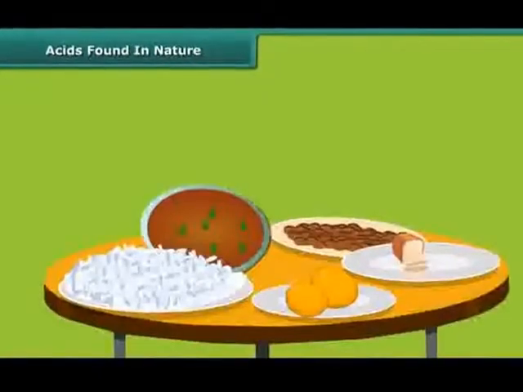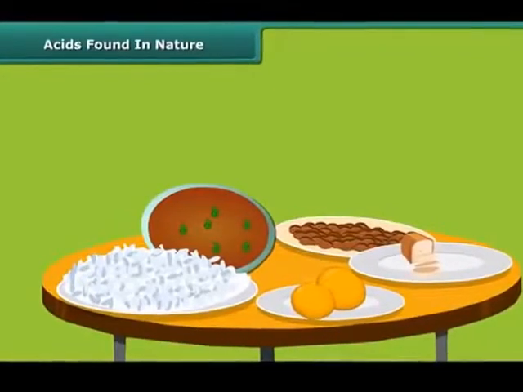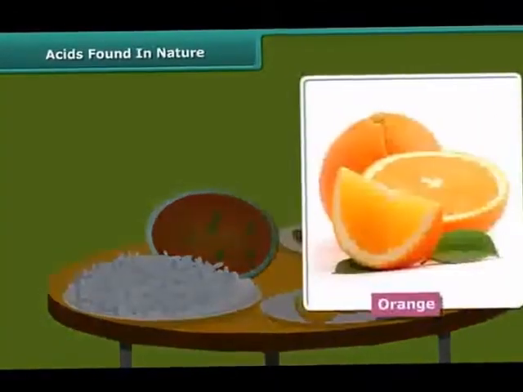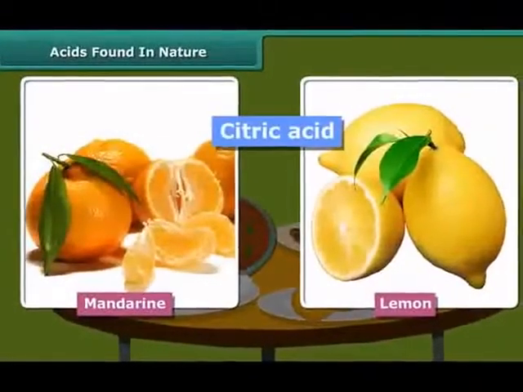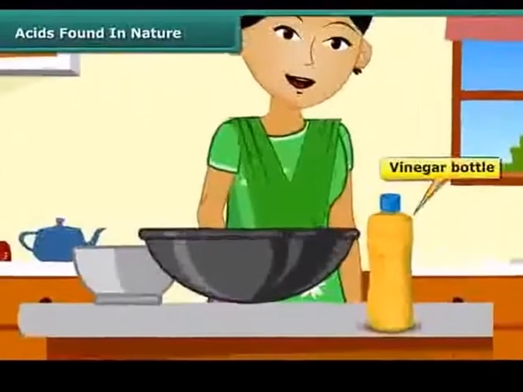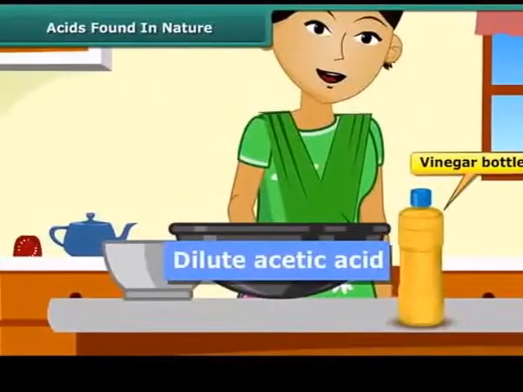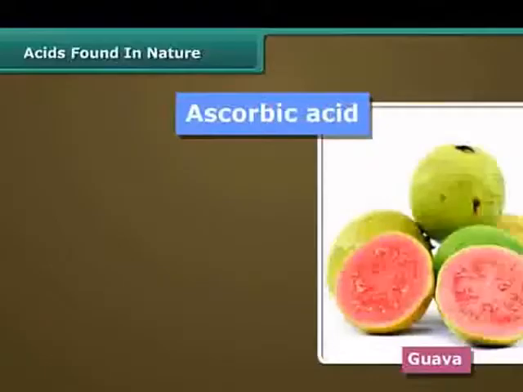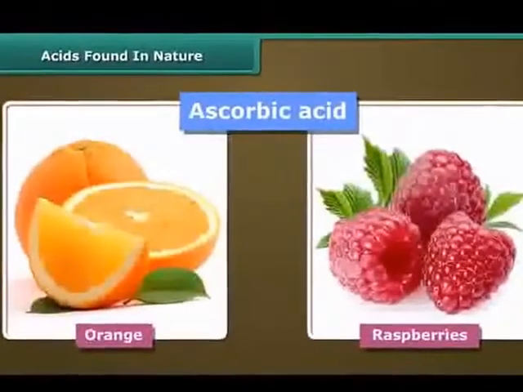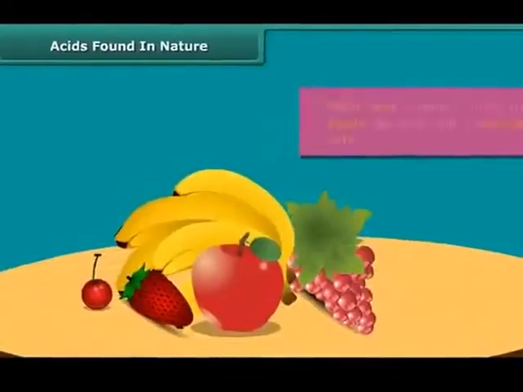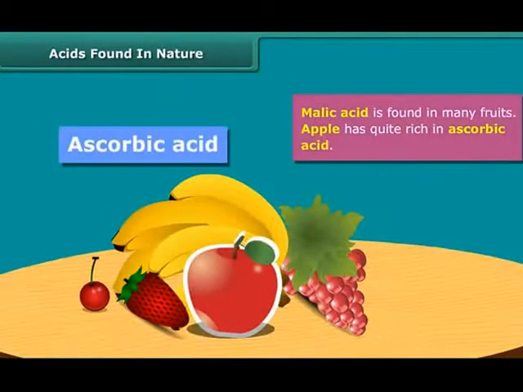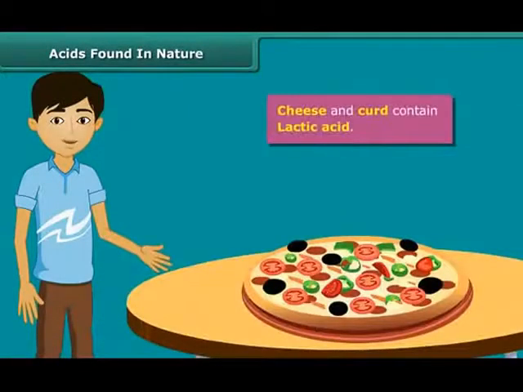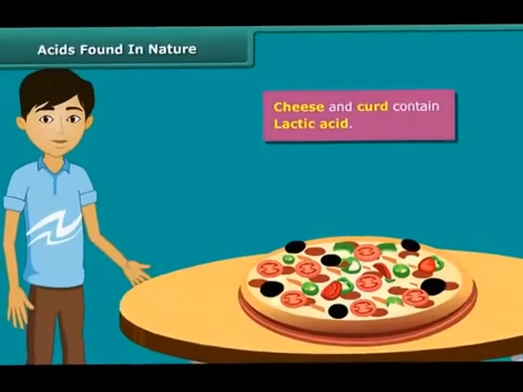Different food items contain different acids. Citrus fruits like orange, grapes, mandarin, lemon, etc. contain citric acid. Vinegar found in our kitchen is dilute acetic acid. Ascorbic acid is found in guava, orange, raspberries, etc. Malic acid is found in many fruits. Apple is quite rich in ascorbic acid. Most of the children love more cheese in pizza. Cheese and curd contain lactic acid.